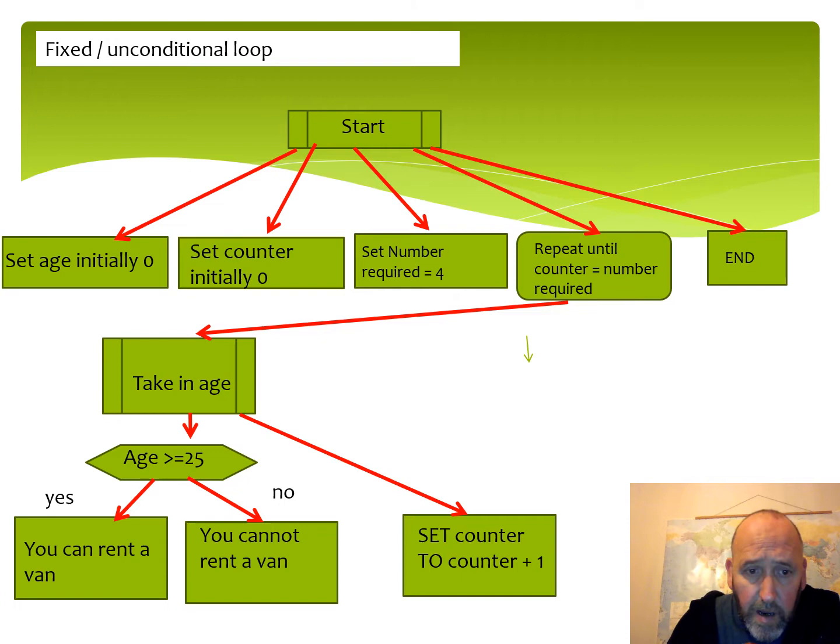So what is it we repeat? We take in an age, we find out is the age greater than or equal to 25? Yes, we message, you can rent a van. No, you cannot. And we set the counter to counter plus 1. The counter starts at 0. It goes round once, goes up to 1, 2, 3, 4. And when counter equals number required, we end the loop. A fixed loop, a for loop, an unconditional loop, we know how many times.